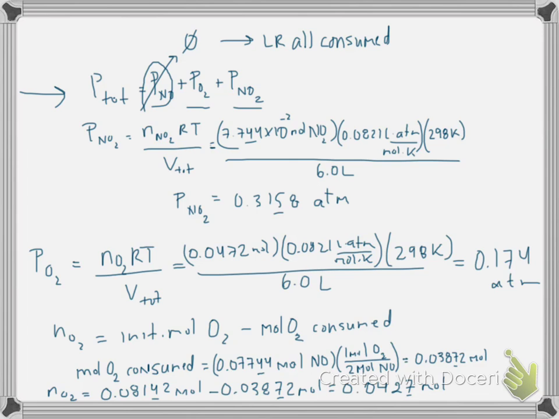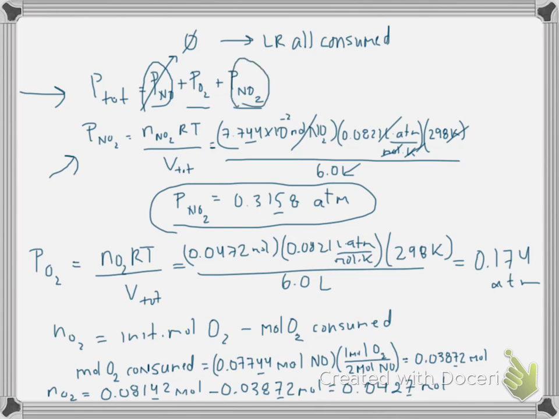So the partial pressure of NO2 is equal to the number of moles of NO2 produced, which we've already calculated, times R, T, divided by the total volume. And the assumption that must be made is that when you open up the valve, you can just simply take the sum of the two volumes of each compartment, which would be 6 liters. So if you do that, you'll see that the liters will cancel, Kelvin will cancel, moles cancel, leaving you with atmosphere. And the partial pressure of NO2 is 0.3158 atmosphere. Now we've got the partial pressure of NO2. So now our goal is to figure out the partial pressure of O2.